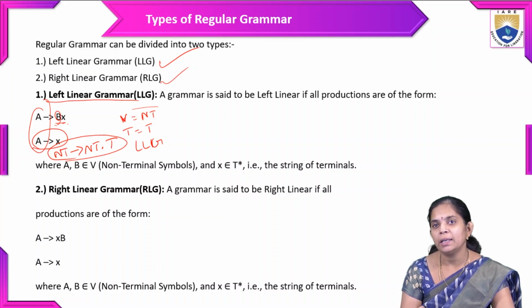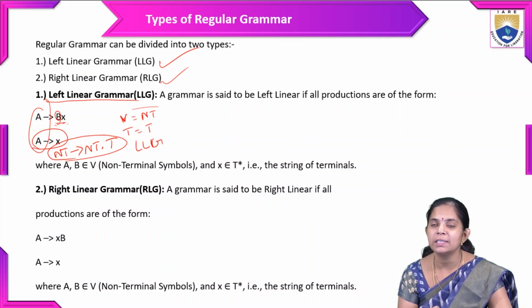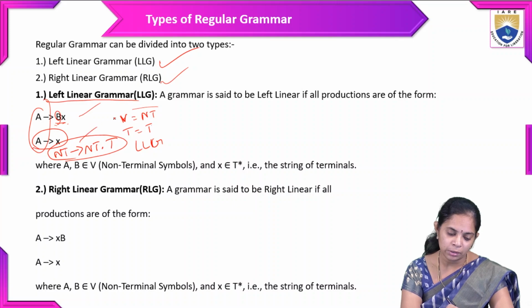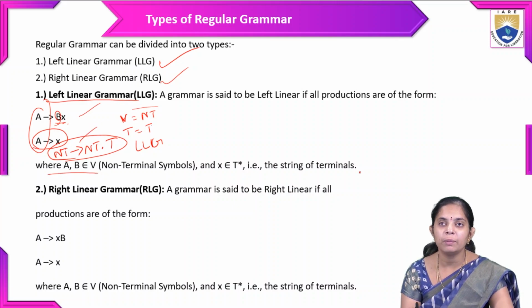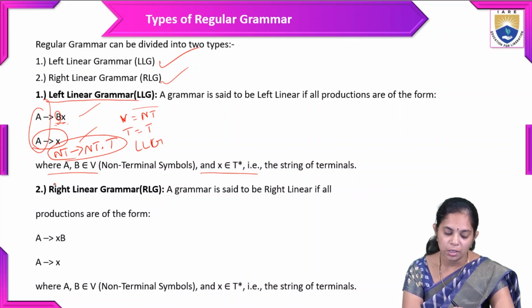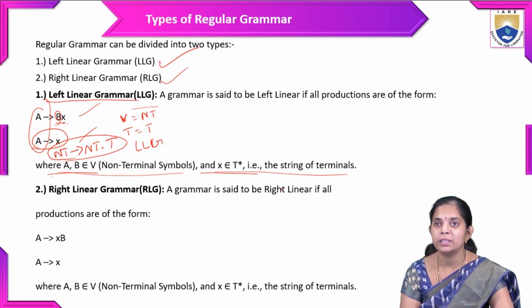So here A tends to X, where X is a terminal value. The single terminal is also a left linear grammar. Here A and B belong to the non-terminals, and X belongs to T star. T star is a string of terminals. These are the values we already discussed.